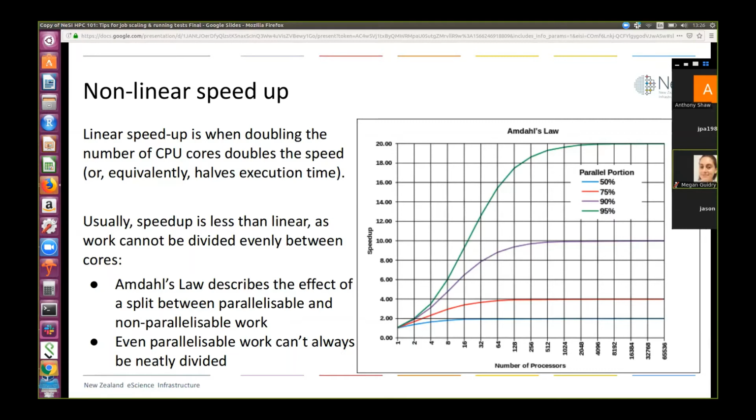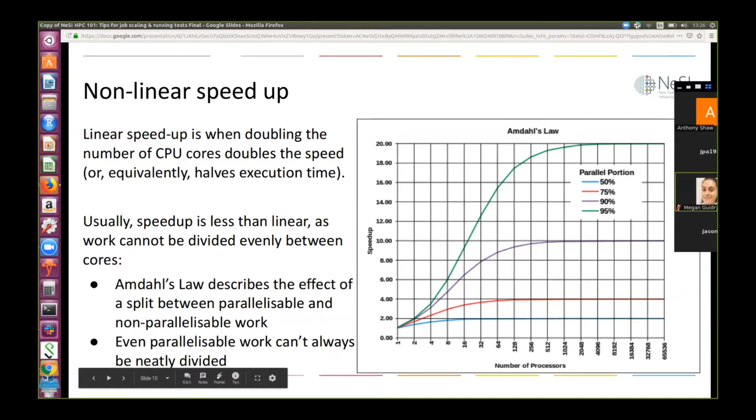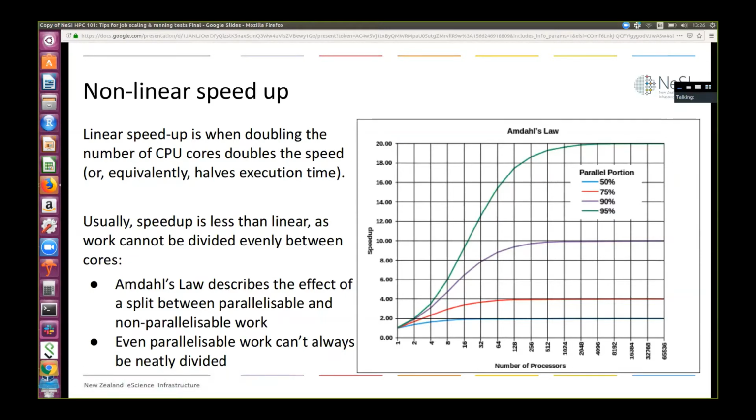Can you move that? Yes. Away. Was that visible? Yeah. Oh, great. Sorry, I didn't know this was visible. Let's get this out of the way.